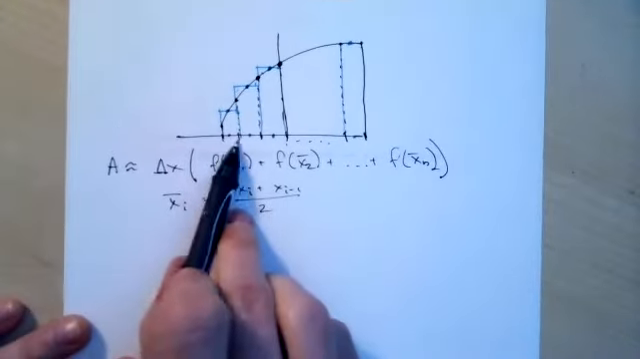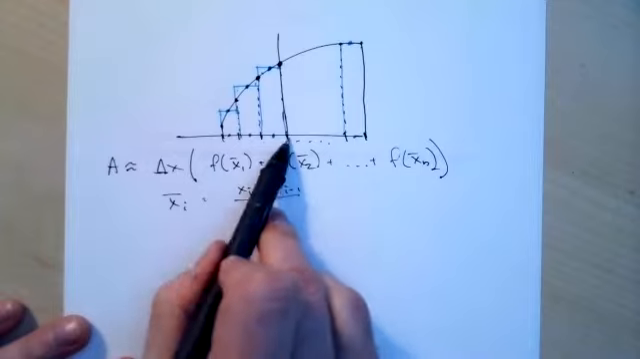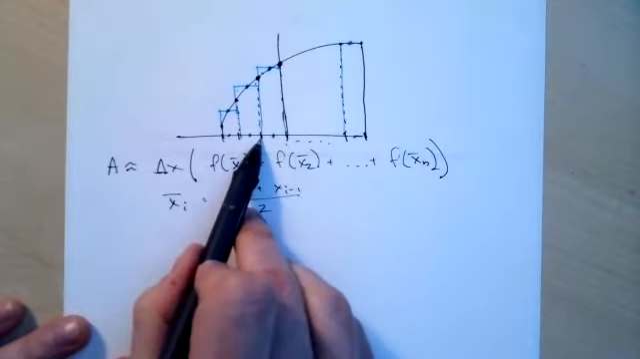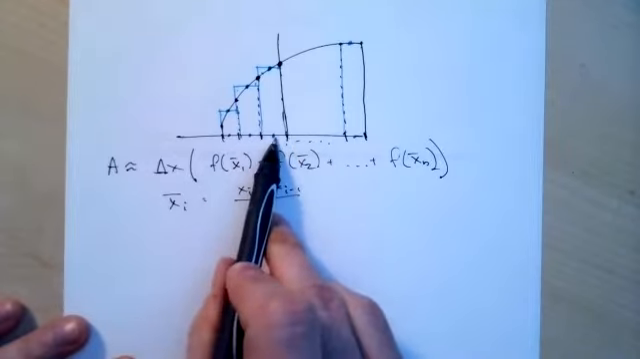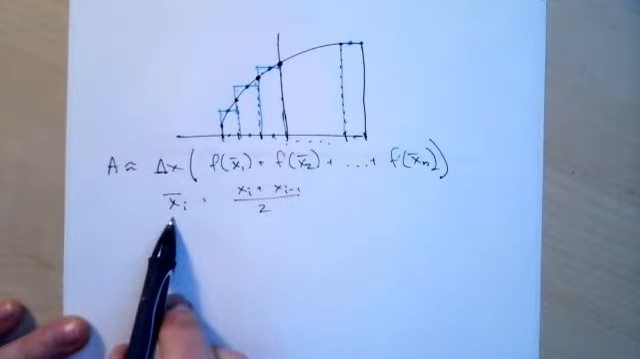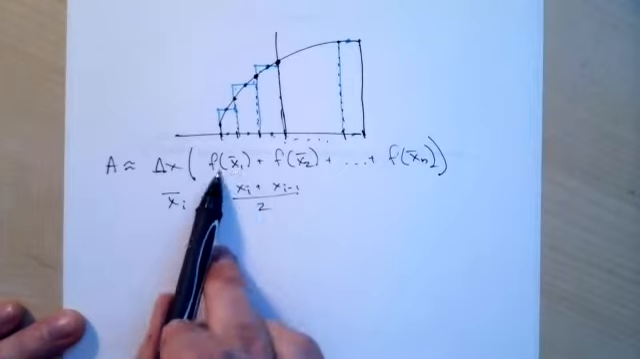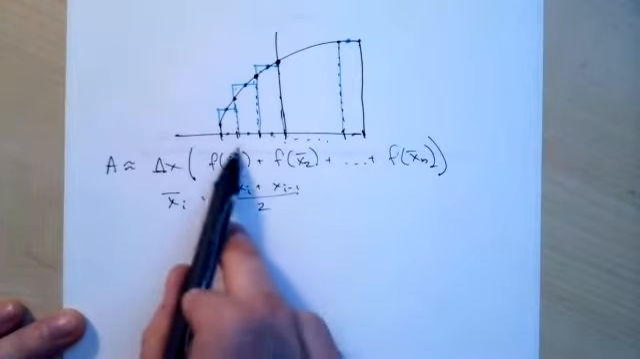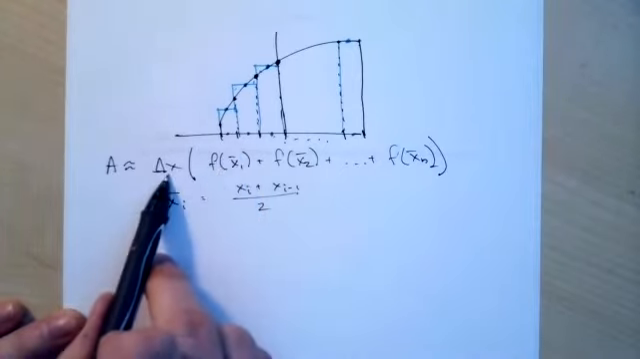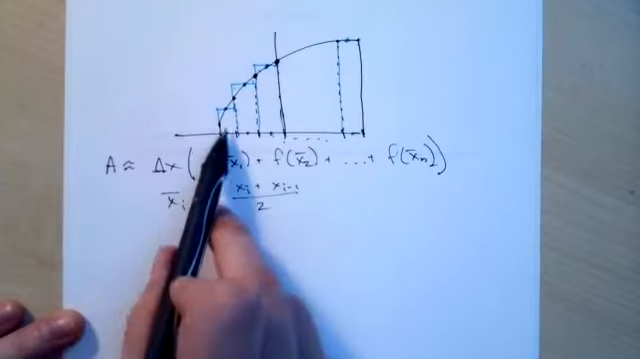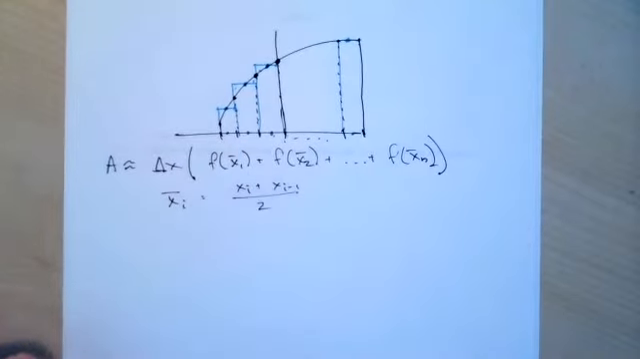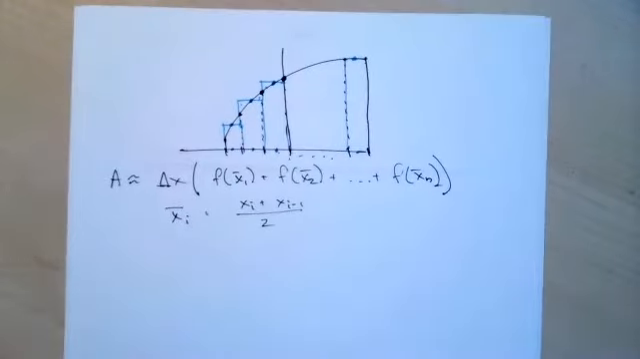So whatever ith x value you have, that one plus the previous one divided by 2 gives you that midpoint. That's our average x value in that interval. Plug that into the function to find the y value. And then, of course, multiply by the base to get the area of each box, and then add them up. So that's all the midpoint rule is.